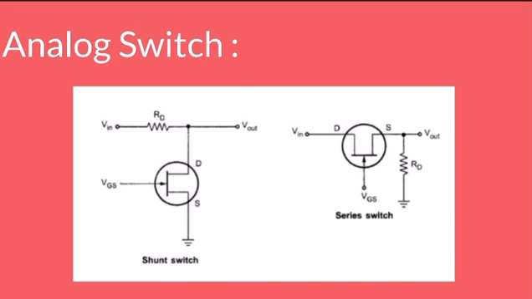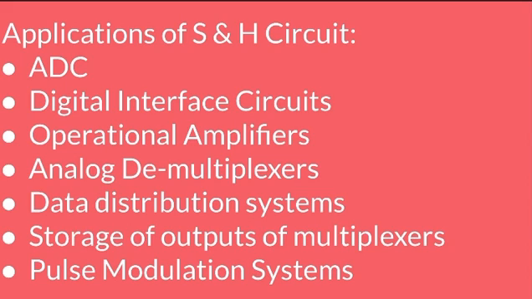Coming next, we have the applications of the S and H circuit. Some of the most important applications are that it is used in analog to digital converters, digital interface circuits, operational amplifiers, analog demultiplexers, and data distribution systems. It is also used in storage of the output of multiplexers and in pulse modulation systems. These are some of the applications of the S and H circuit.